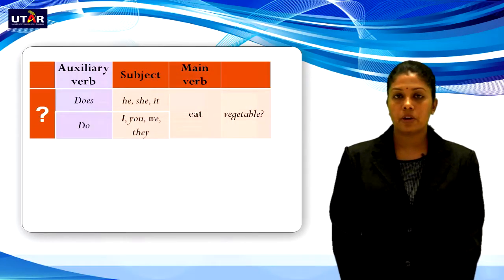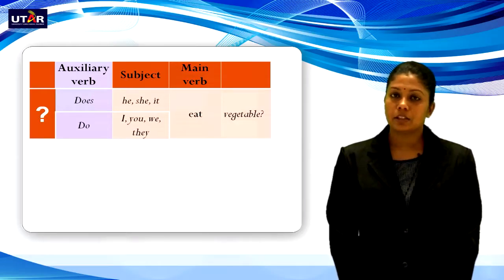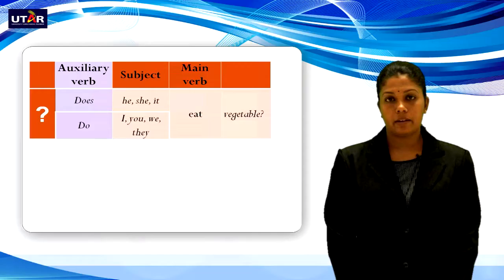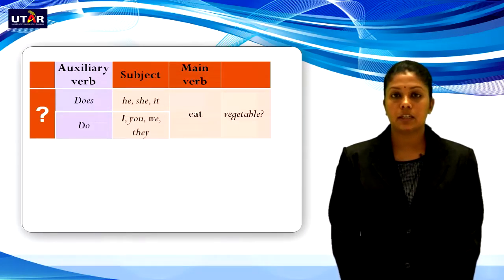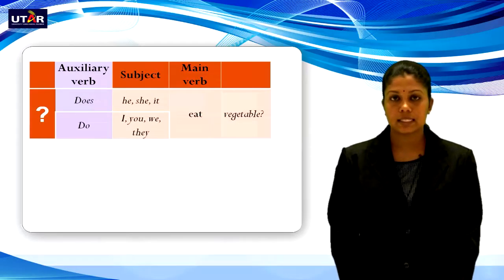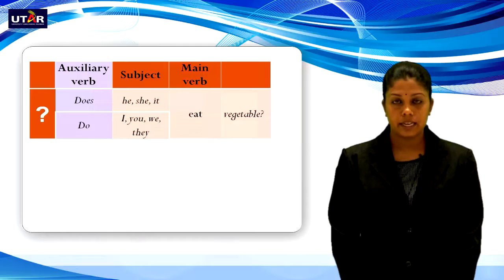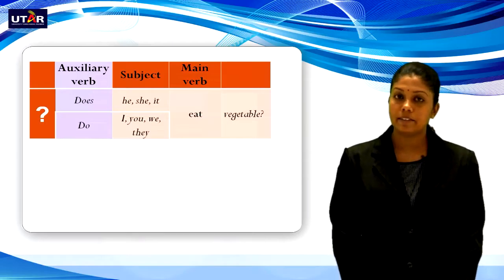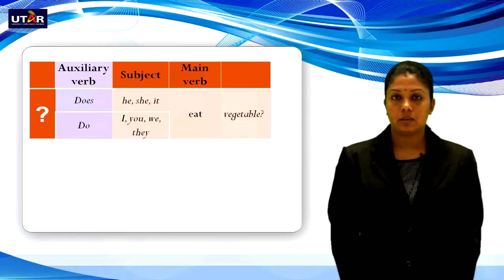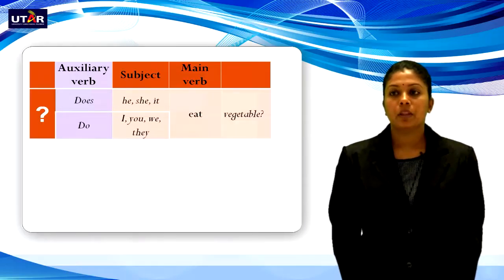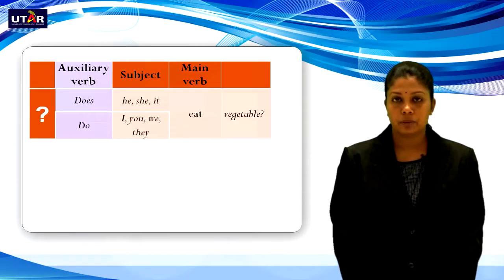Now let's move on to the question form. We start the question form with the auxiliary verb do or does. So for singular subjects, we use does. Does he, she, it? Again, since we used the auxiliary verb does, we use the main verb eat, which is a base verb. So does he, she, it eat vegetables?